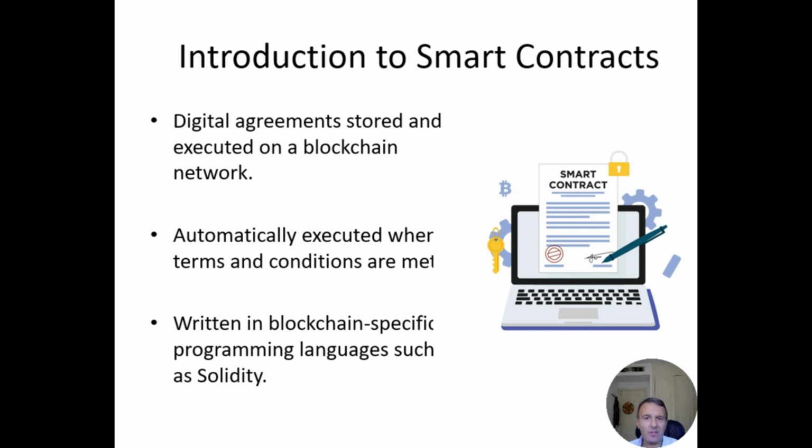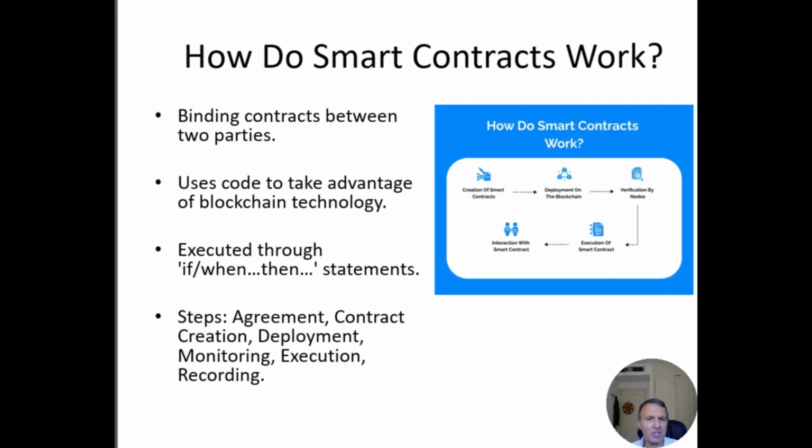Now, these contracts execute automatically when the predefined set of terms and conditions are met. Now, the terms are written in blockchain-specific programming languages, such as Solidity. Smart contracts are foundational to many blockchain applications. Now, how do smart contracts actually work? They function similarly to traditional contracts, but are executed automatically via code.